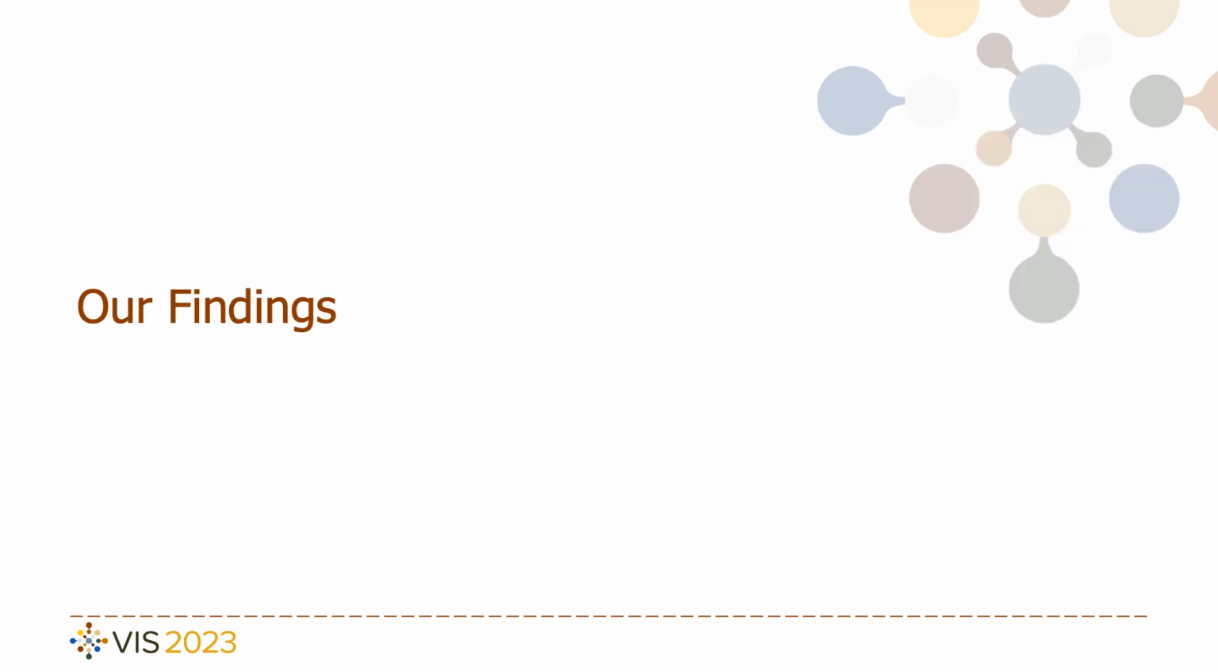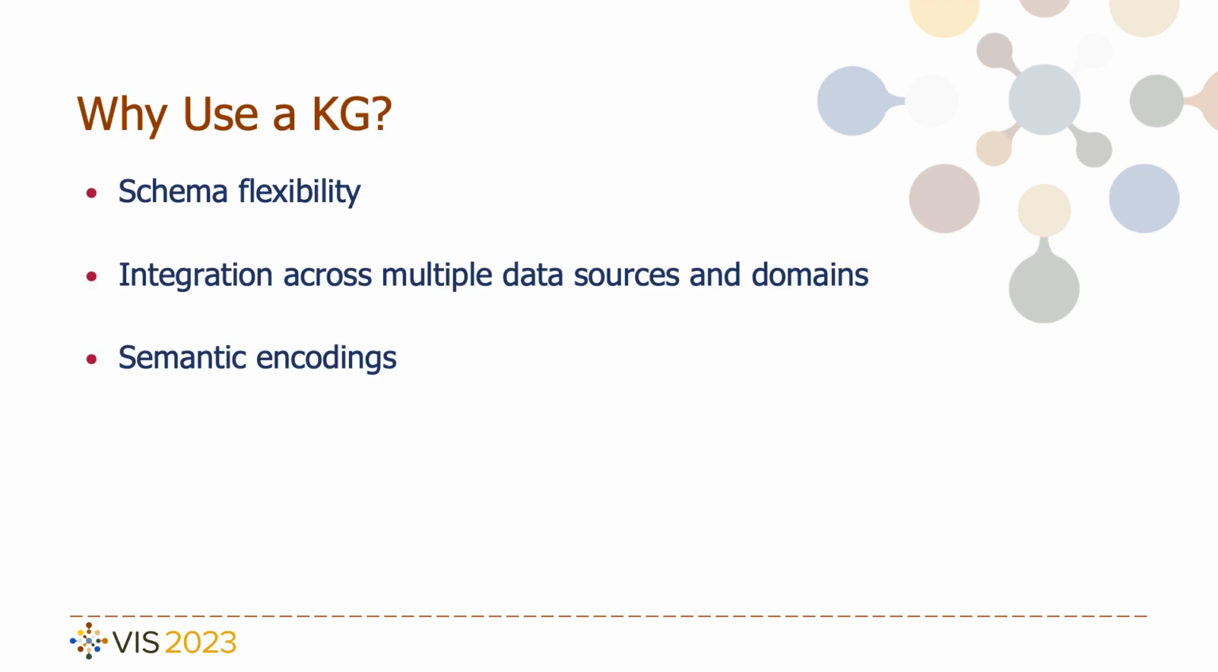We're now going to discuss the findings of our interview study. We asked our participants why they use a KG instead of another data structure. The first main reason is that KGs have a flexible schema. If you want to add any kind of node, relation, or property to the graph, it's easy to do so and doesn't require necessarily creating new tables or new columns in tables to represent the new data.